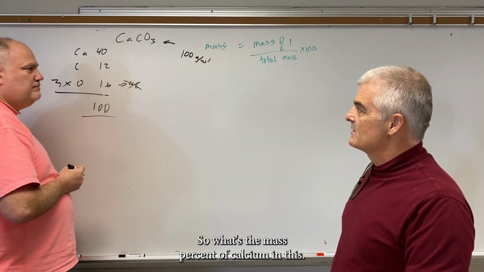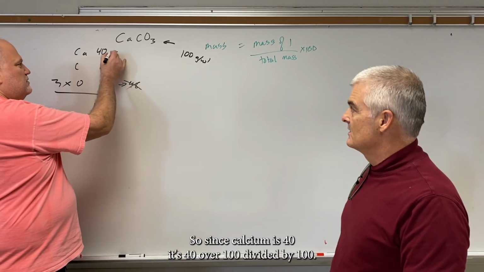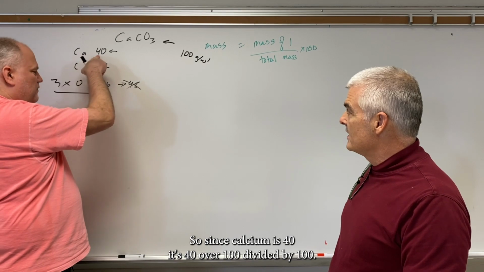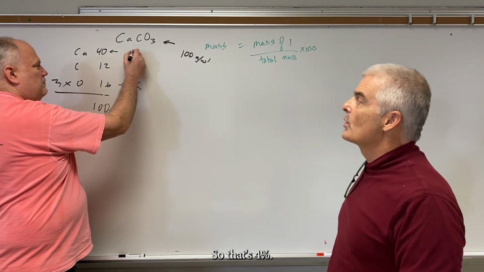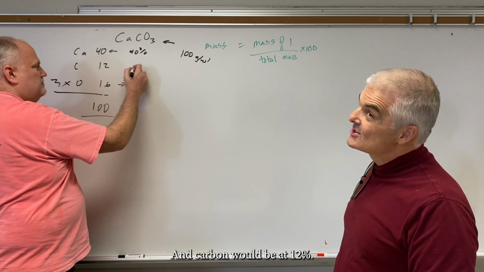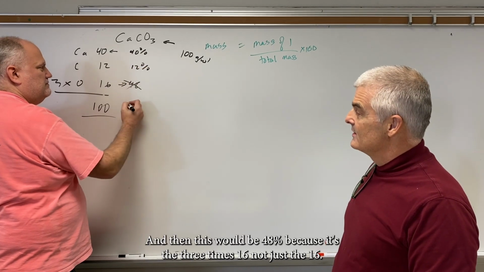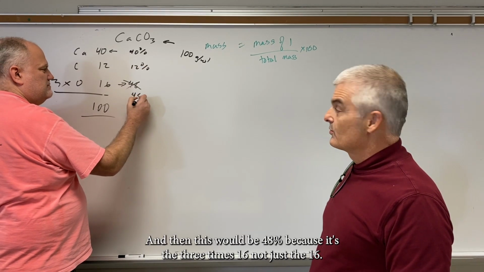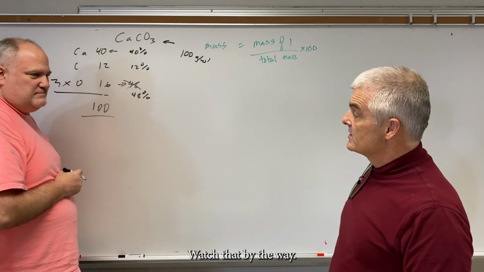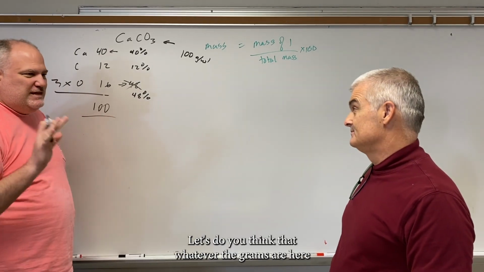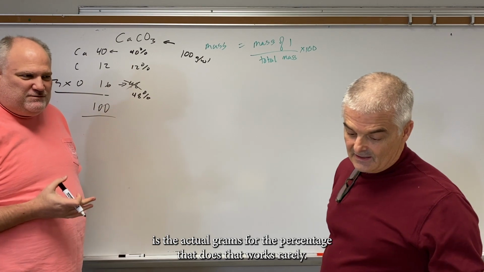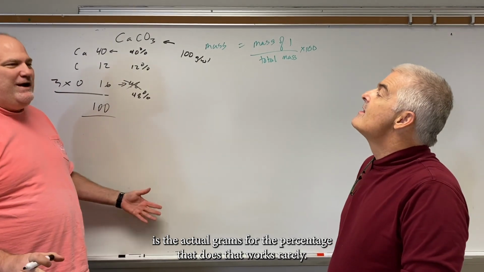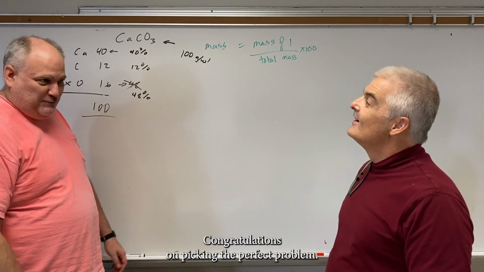So what's the mass percent of calcium in this? Since calcium is 40, it's 40 over 100 times 100. I don't need a calculator. That'd be 40%. And carbon would be 12%. And then oxygen would be 48% because it's the 3 times 16, not just the 16. Watch that, by the way. Now, lest you think that whatever the grams are here is the actual grams for the percentage, that works rarely. Congratulations on picking the perfect problem.